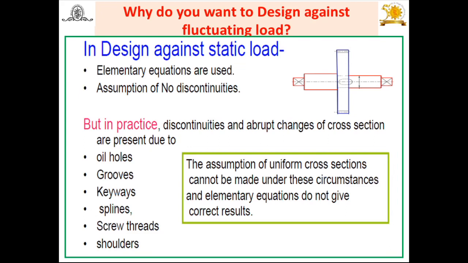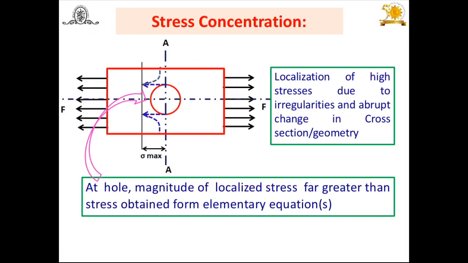Second one, we have assumed the component is made of homogeneous material. Again, because of oil holes, grooves, keyways, splines, or sometimes foreign particles, internal cracks or air bubbles in the material, the material is also non-homogeneous. This is another reason, and because of that the elementary equation doesn't give the correct results. Now look at this here.